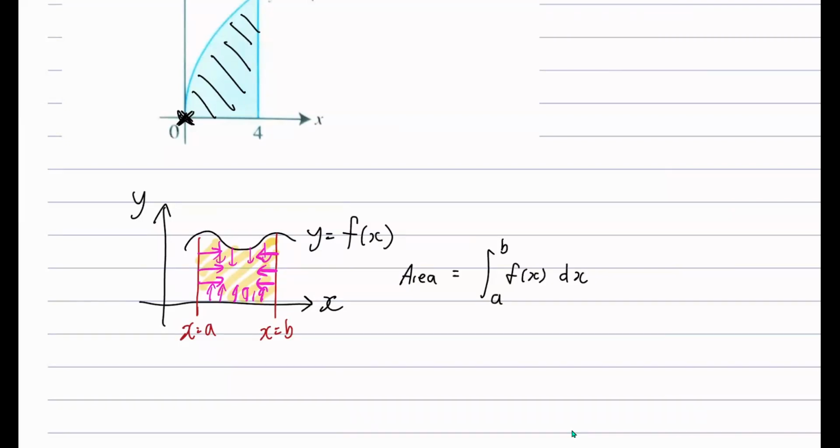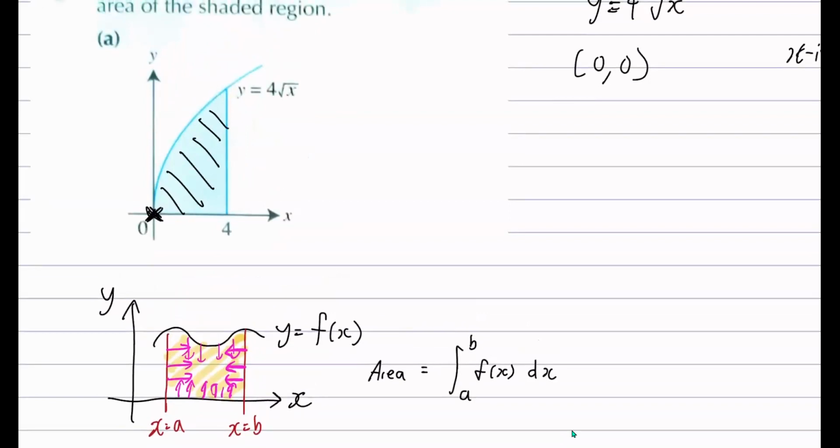So for this special case, it just so happens that there is a vertical line here, which is x equals 0. It's just that this time, this curve goes all the way down to hit the x-axis. So that's why your vertical left line here, you cannot see it.